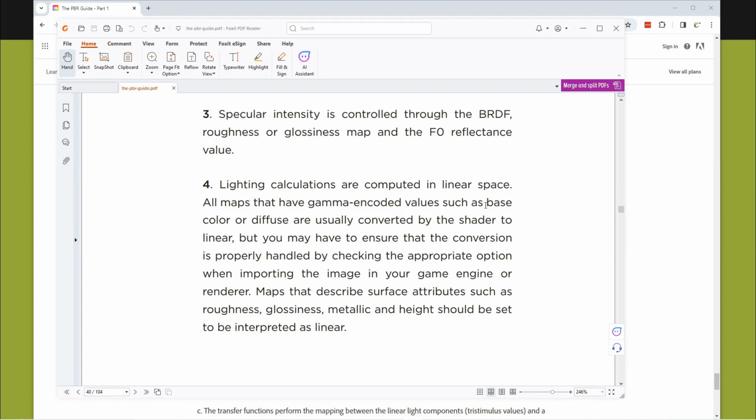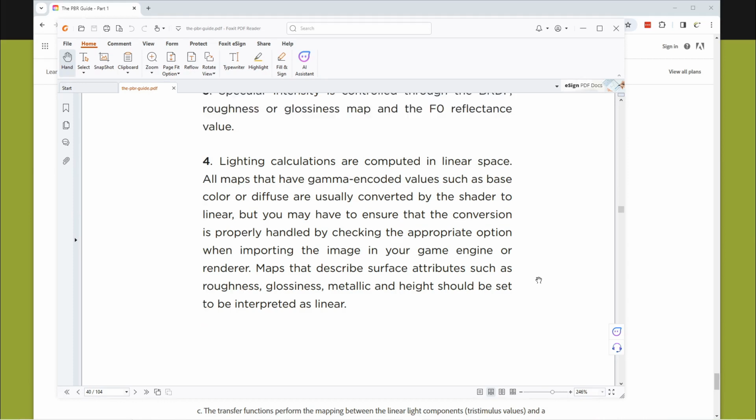All the maps have been gamma encoded. Values such as base color or diffuse are usually converted by the shader to linear. But you may have to ensure that the conversion is properly handled by checking the appropriate option when importing the image into your game engine or renderer. Those types of things we might be able to adjust with some of the Microsoft Flight Simulator material parameters. The maps that describe surface attributes such as roughness, glossiness, metallic, and height should be set to be interpreted as linear. I think Substance Painter takes care of this.